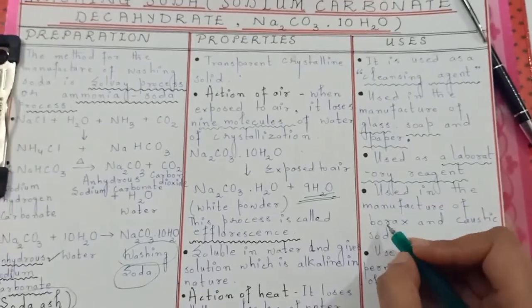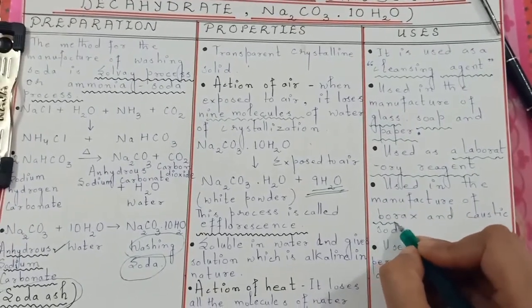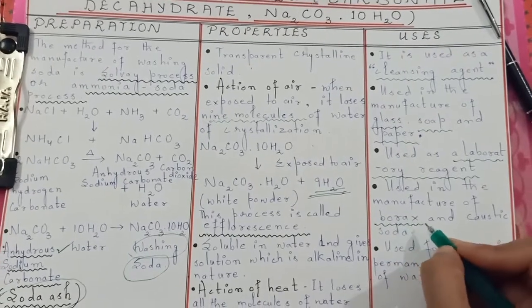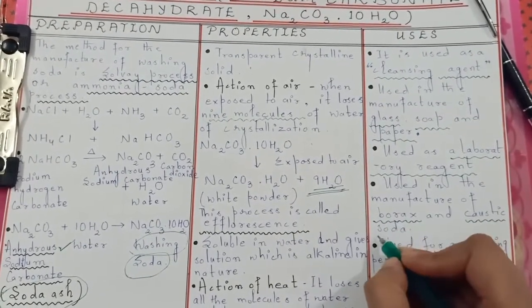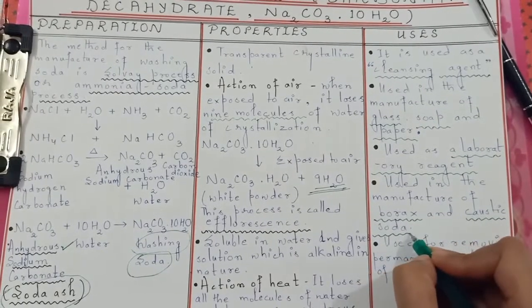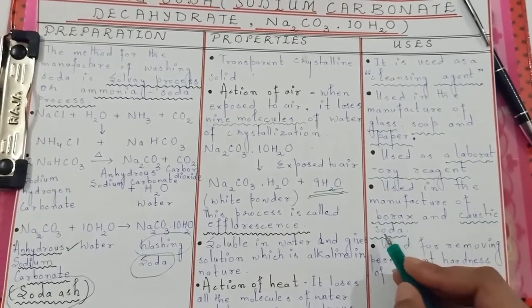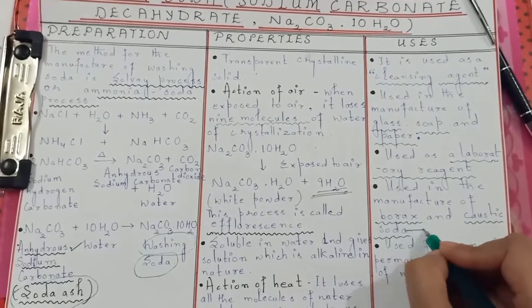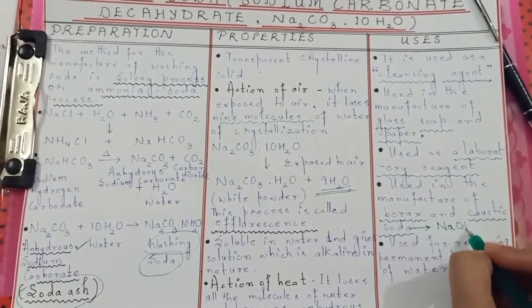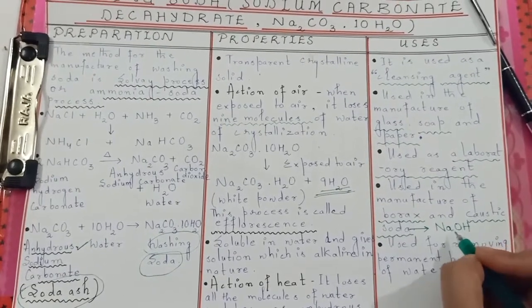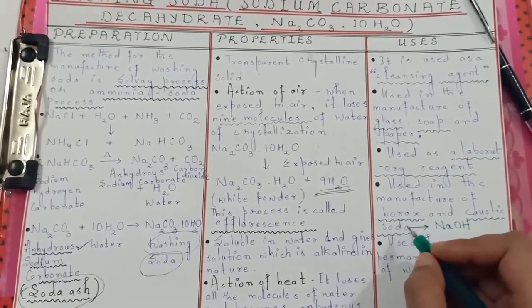Next, it is used in the manufacture of borax. Now borax is a type of compound and it is also known as sodium tetraborate, and it is even used for the preparation or manufacture of caustic soda. Now this is already known to you, what is caustic soda. Caustic soda is chemically sodium hydroxide. Common name of sodium hydroxide is caustic soda.